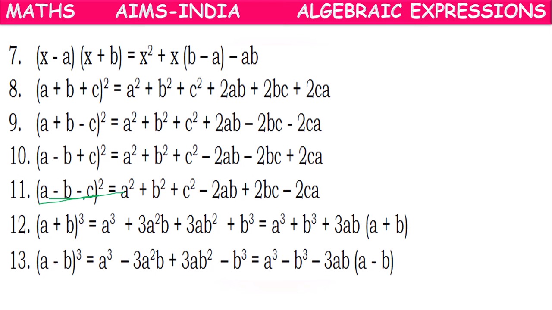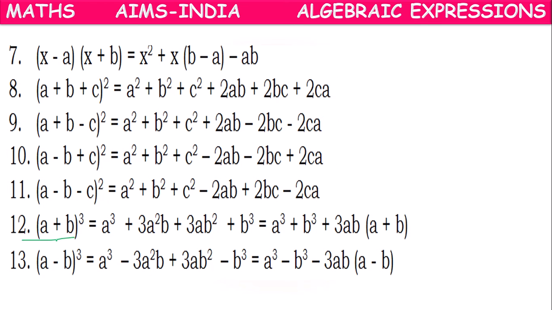Next children, if minus is there for two terms, then first three terms, no change. Product of 1 and 2, only one minus is there, it will become minus. Product of 2, 3, for two terms minus is there, it will become plus. Product of 1, 3, only for one term minus is there, it will become minus. So 8, 9, 10, 11 are one group, children. You have to remember them separately.